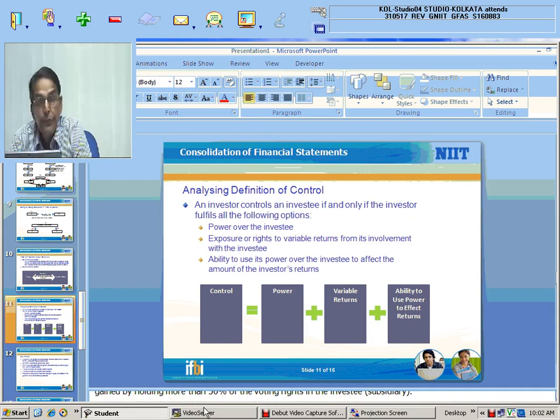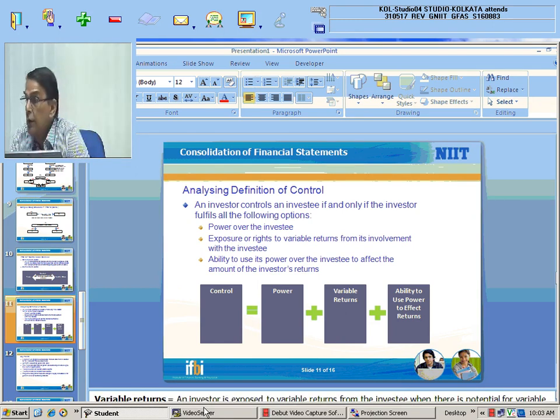Second is variable returns. The second concept is variable returns. An investor is exposed to variable returns from the investee when there is potential for variable performance from the investee. If there is a potential for variable performance from the investee, the returns from the investment also will vary from year to year. In other words, the returns, dividends and profits from the investee will depend on the performance of the subsidiary. There will be no fixed right to a specific return.